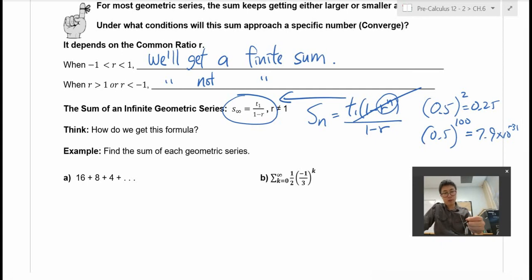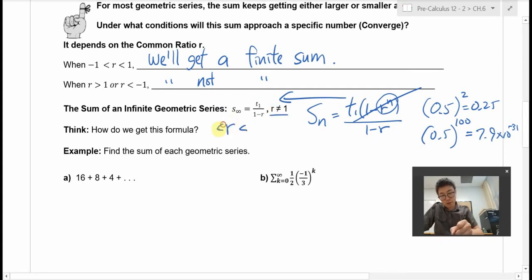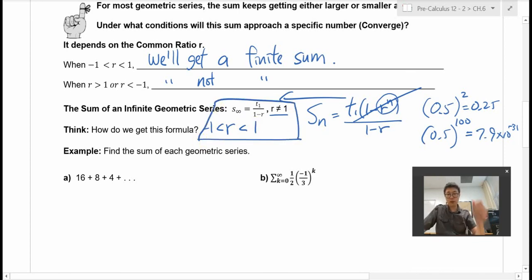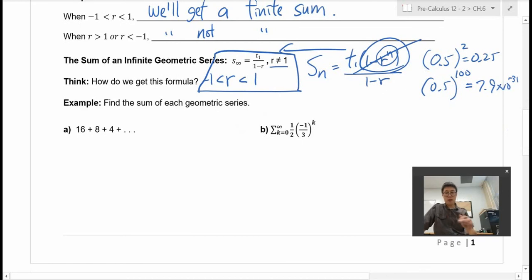This is important. It says r cannot equal 1, and r has to be between -1 and 1. Those are the conditions. Be careful: r has to be between -1 and 1 in order for you to use this formula. If the common ratio is bigger than 1 or less than -1, then you cannot use this formula, because then this won't equal 0. So be careful.